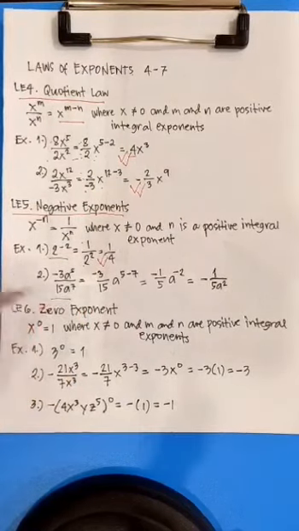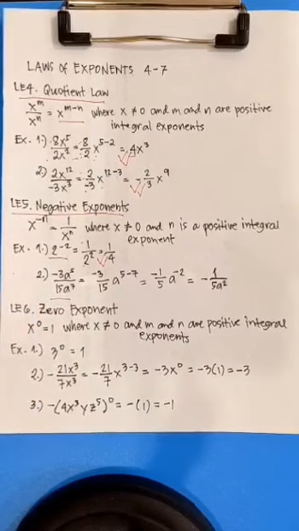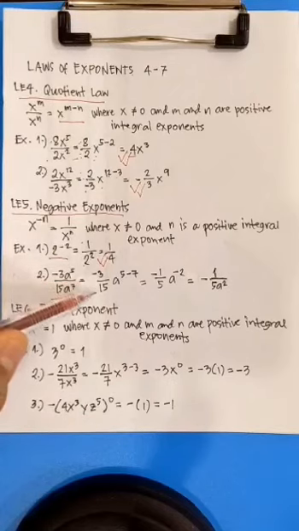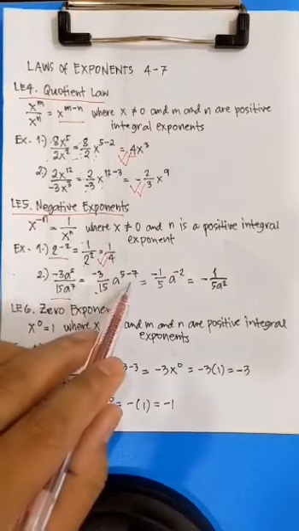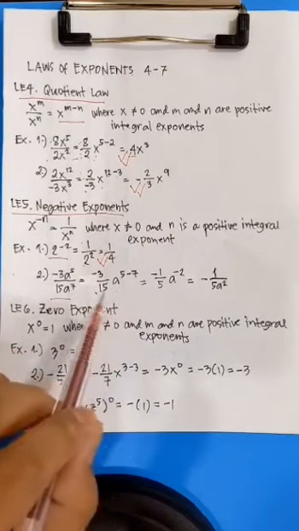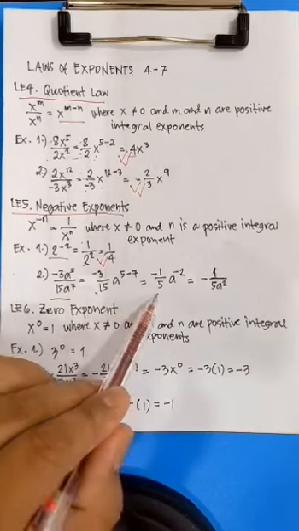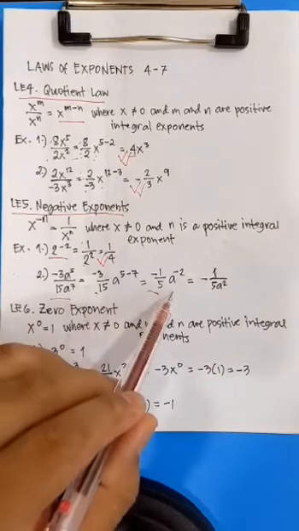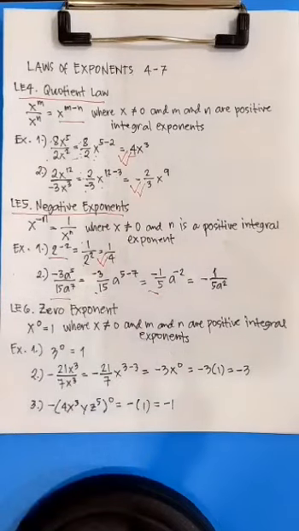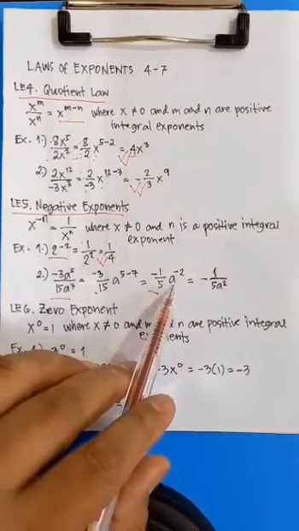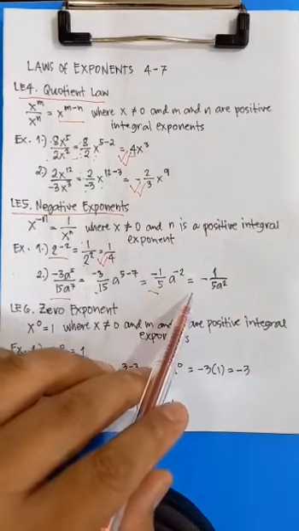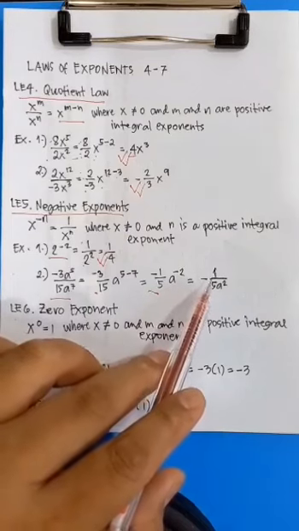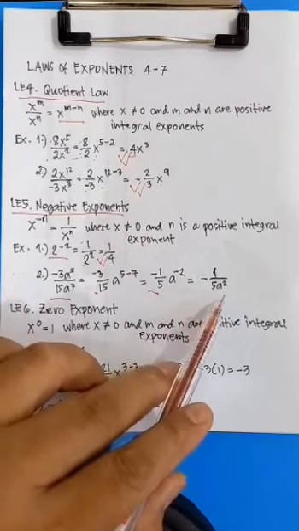Number 2, negative 3a to the 5th over 15a to the 7th. You will have negative 3 over 15 and a to the 5 minus 7. Negative 3 over 15 is equal to negative 1 over 5, and a to the 5 minus 7 is a raised to negative 2. Now, because you have a negative exponent, our final answer will be negative 1 over 5a squared.